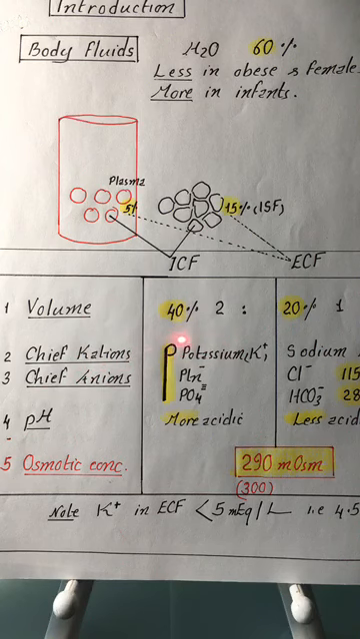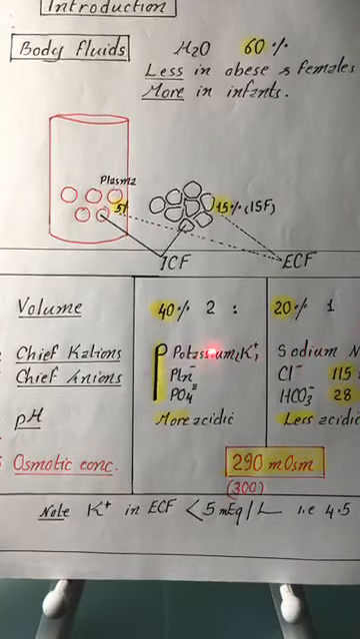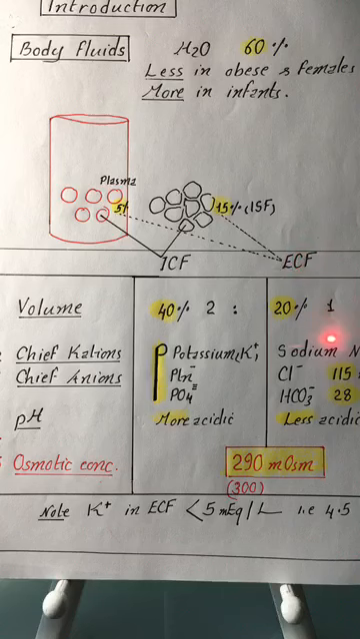The chief cation in the intracellular fluid is potassium, while the chief cation in the extracellular fluid is sodium. This does not mean that potassium exists only intracellularly and sodium only extracellularly. This is wrong. Potassium and sodium, both of them exist inside and outside the cells. But potassium is the chief cation intracellularly, while sodium is the chief cation extracellularly.